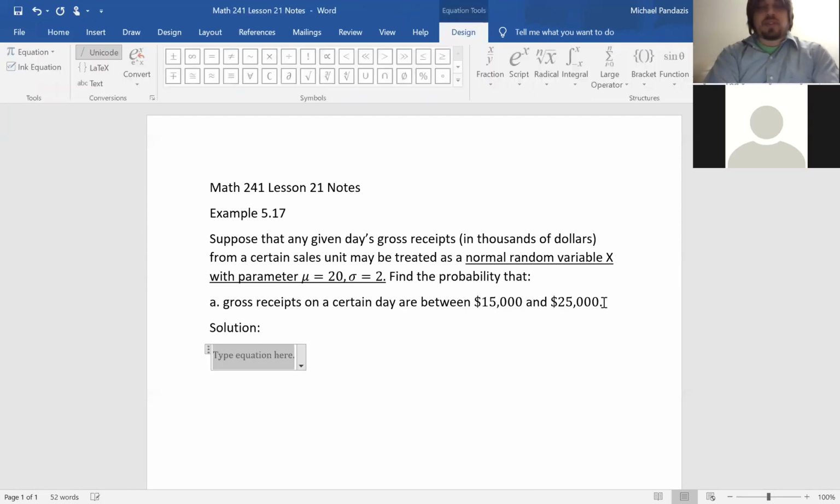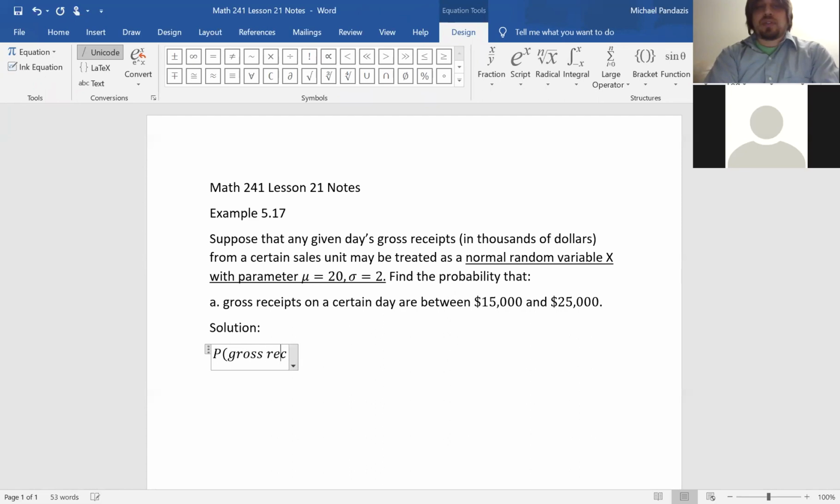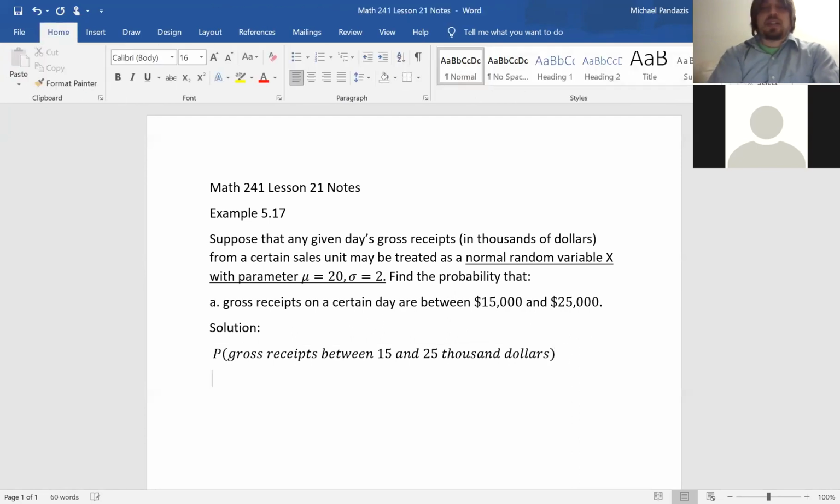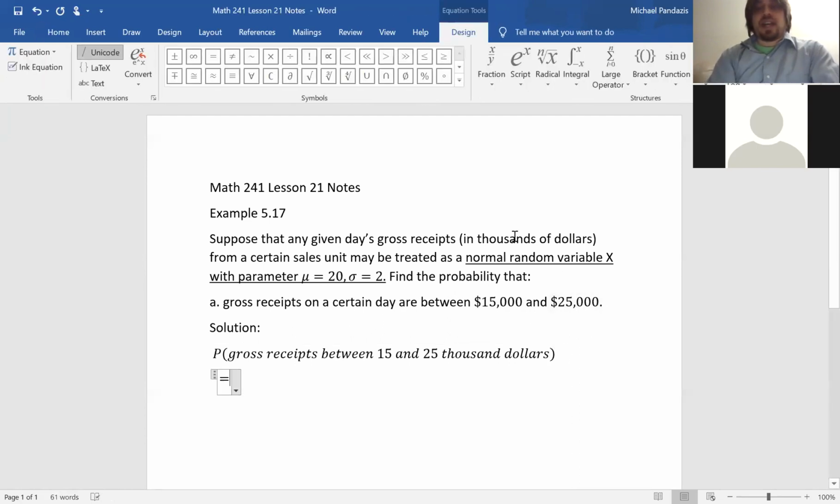So what we want to do is find the probability that gross receipts are between 15 and 25 thousand dollars, right? We know that X is in thousands, so this is the probability that 15 is less than X less than 25. X is thousands of dollars, and so we want the thousands of dollars between 15 and 25. Now we want to convert this probability to a probability involving a standard normal random variable.